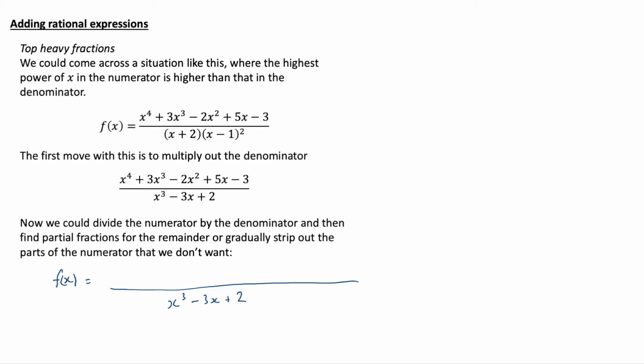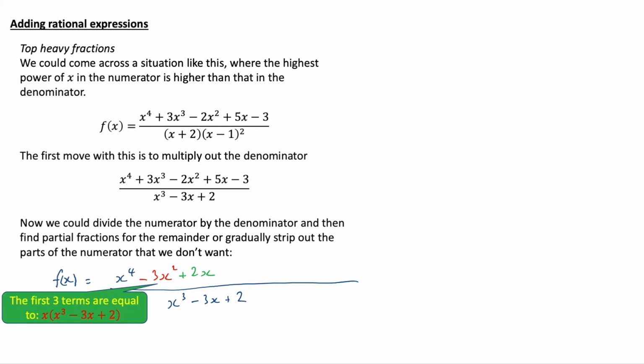Now let's have a think about the x to the power of 4. If we want to be able to cancel somehow the x to the power of 4, then x to the 4 is x times x cubed. So what we can do is we can times the denominator by x, which will give us our x to the 4. It will also give us minus 3x squared and plus 2x. But that means we know we'll be able to cancel that away at some point.